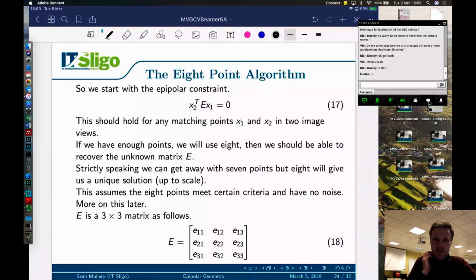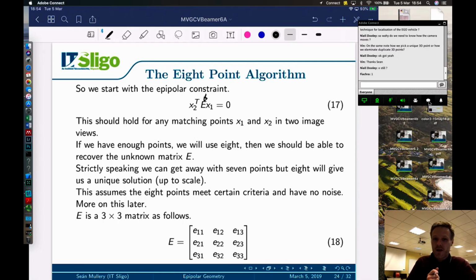So we start with the epipolar constraint, which is, as we've shown it before, this E made up of the translation and the rotation. And this should hold for any matching points x1 and x2 in two image views. If we have enough points, we'll use 8, then we should be able to recover the unknown matrix E. Strictly speaking, we can get away with 7 points, but 8 will give us a unique solution up to a scale. This assumes the 8 points meet certain criteria and have no noise. And of course, they will have noise. But more on this later.